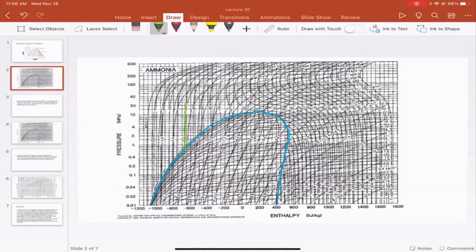And then we're going to go straight across here, and then we'll pick it up again right here. Okay, and that is one of the isotherms, at constant temperature. And there's a whole bunch of them.